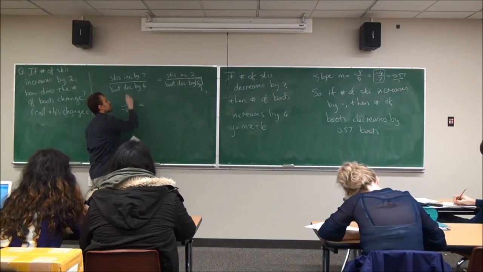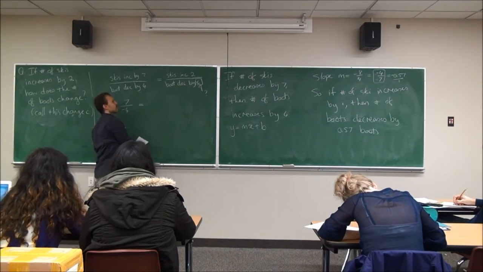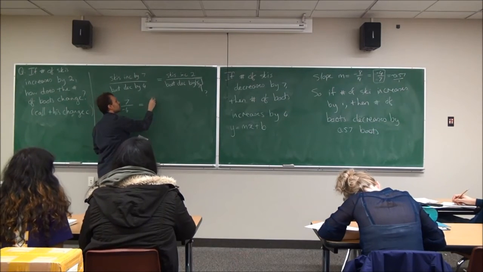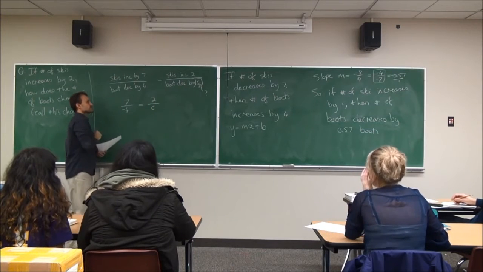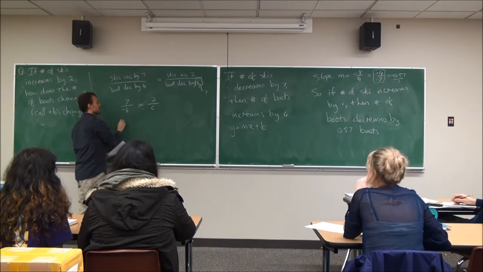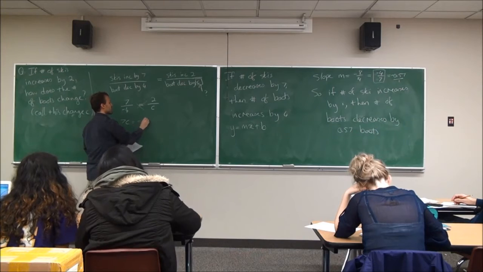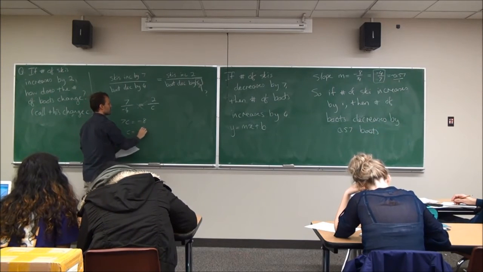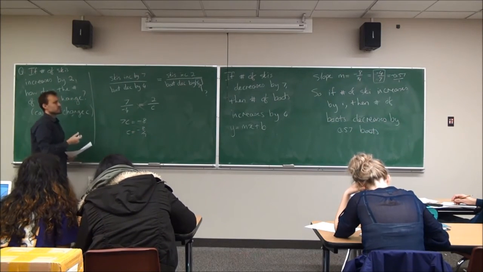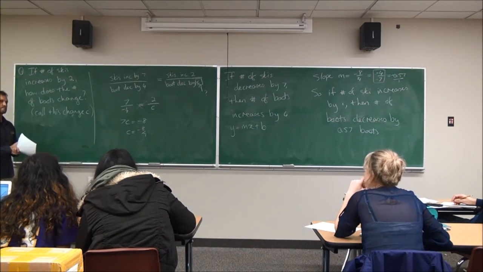It doesn't matter how you set this up, as long as they have the same on the same side. An increase of 2 in skis goes with a change of C. So I cross multiply. 7C is equal to -8. C is equal to -8 over 7. So it decreases by just over a boot.